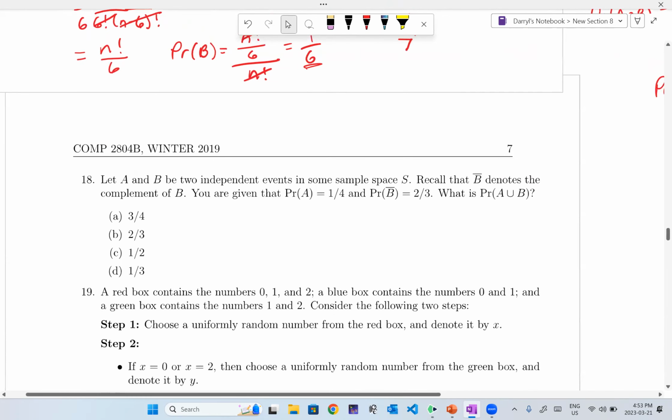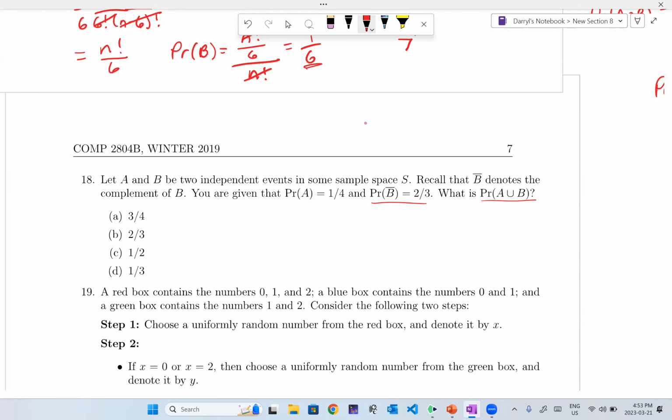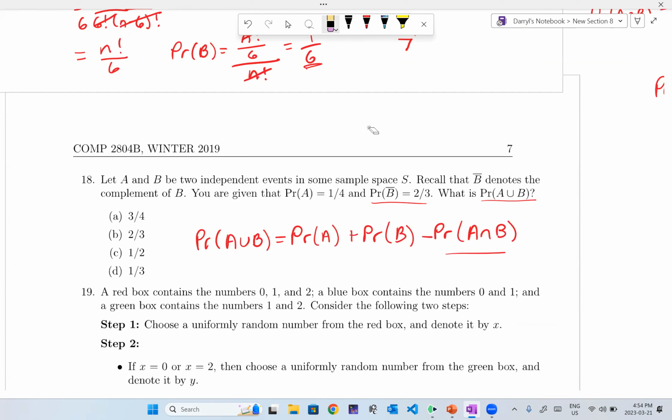Yeah, those are random variables. Question 18 should be pretty straightforward. Probability of A union B. Well, I have given enough information here. I know that probability of A union B is equal to the probability of A plus probability of B minus the probability of A intersect B. And that works even if the intersection is empty, because then that will be 0.